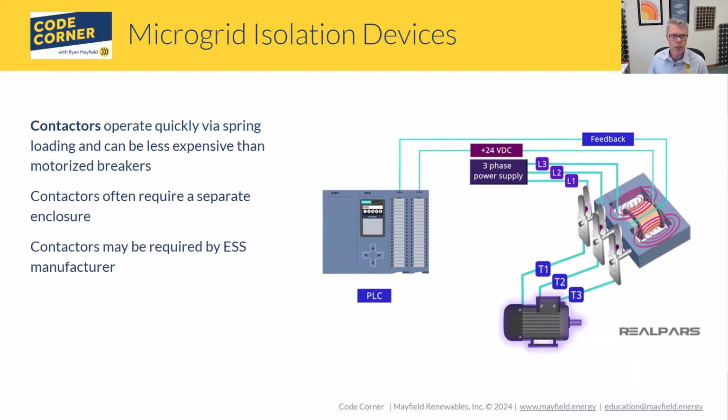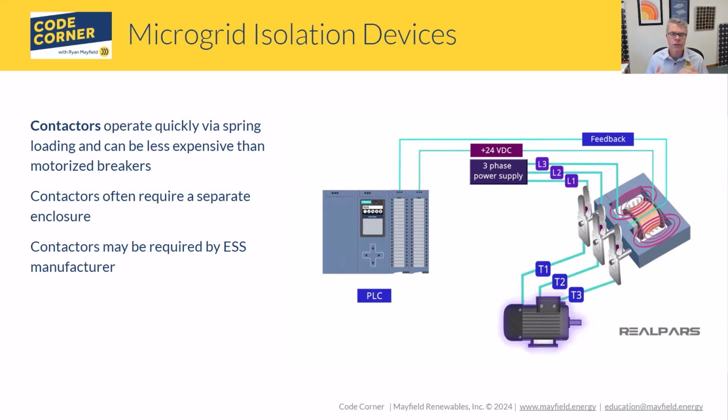So with our microgrid isolation devices, as an engineering firm, we're seeing really two main ways. I'm not going to say these are the only ways, but the two main ways that we see these are with contactors and motorized breakers. So I'm going to show you both, and then at the end I'll flash a single line in front of you to show you what it looks like in an engineering drawing.